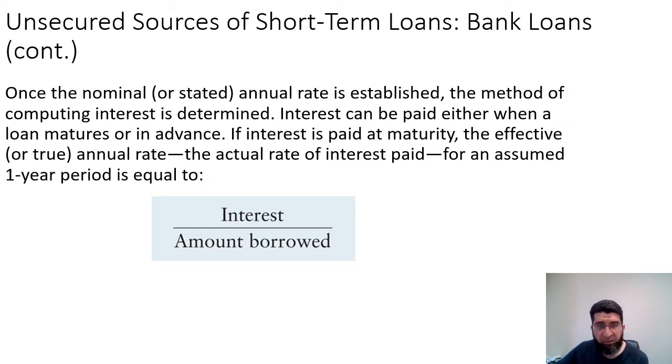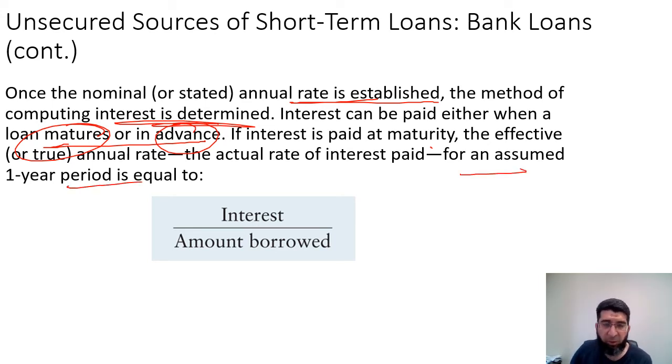So let's look at the difference between the effective annual interest rate and advance, if the interest is paid in advance. Once the nominal or stated annual rate is established, the method of computing interest is determined. Interest can be paid either when a loan matures or in advance. These are the two methods. If interest is paid at maturity, the effective or true annual interest rate, the actual rate of interest paid for an assumed 1 year period, is equal to interest divided by the amount borrowed.